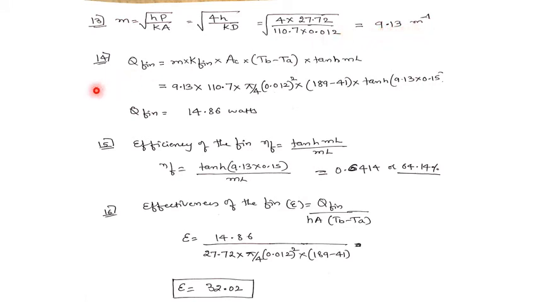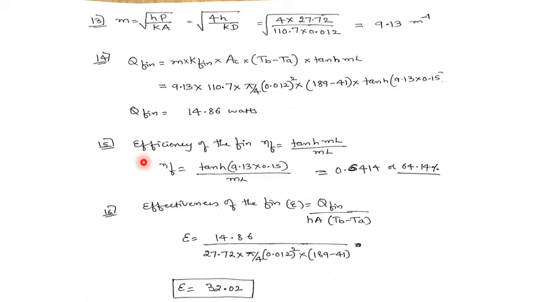So next we will calculate the heat transfer through the fin, which is given by the formula m into thermal conductivity of the fin material, that is brass material, into area of the cross section into TB minus TA into tan hyperbolic mL. So m value is 9.13, thermal conductivity of this brass material, that is fin material, is 110.7. So pi upon 4 d square, whereas TB minus TA, TB is 189 minus 41, tan hyperbolic m into L. So my heat transfer through the fin is 14.86 watts.